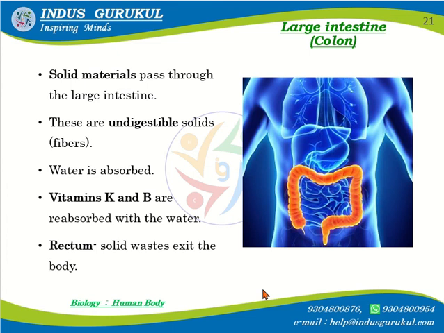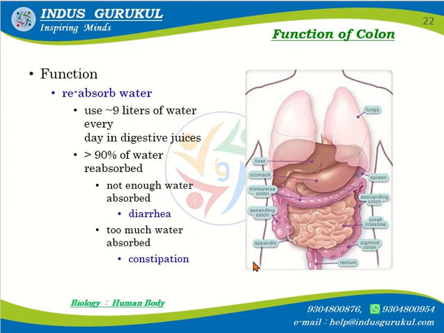Vitamins like K and B are also reabsorbed with the water. Now the solid waste is stored in the rectum of the body. It passes out only through human intervention via the anus, which is the exterior opening for the feces of the human body. Now the function, as we mentioned, is reabsorption of water. We use 9 liters of water every day in digestive juices. Out of the 9 liters that we contribute in making digestive juices, more than 90% of the water is again reabsorbed by the body.